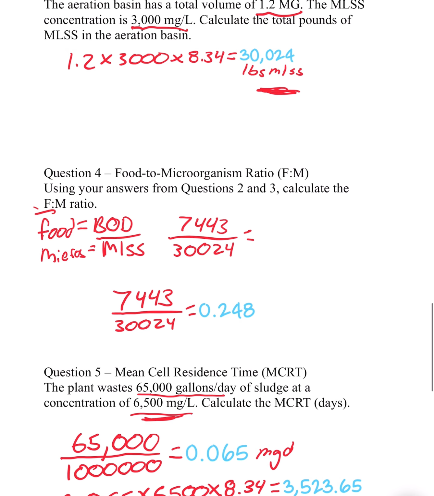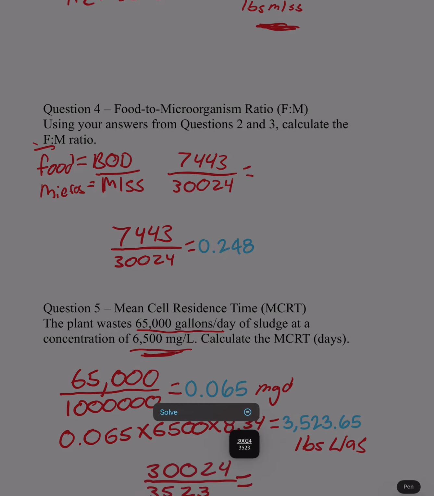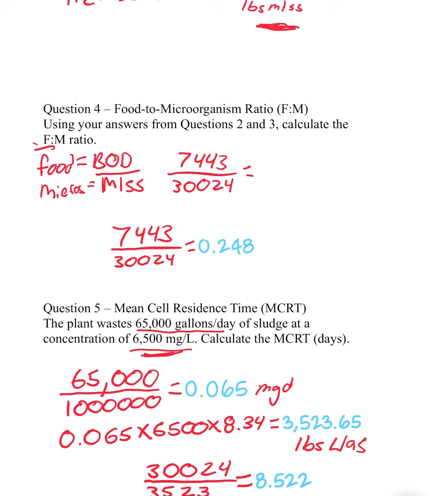And if we know that we have 30,024 pounds, if we divide that by 3,523, that's going to equal 8.522 days. And that's our MCRT.